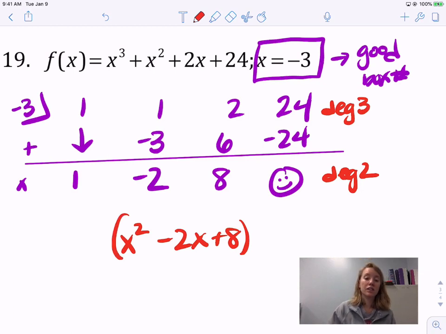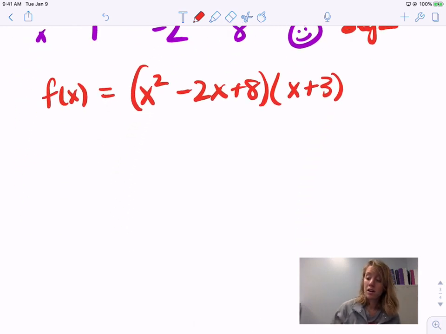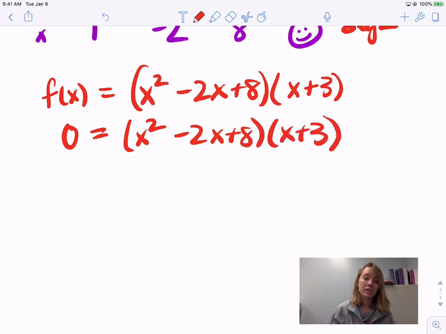But because this worked out so nicely and there was no remainder, that actually means that my original polynomial is equal to this x squared minus 2x plus 8 times x plus 3. And remember that x plus 3 is because of the box number, okay? Because when I have x plus 3, the box number is negative 3 because we set it equal to 0. So now I've got this, and the final question is you're asked to find the zeros. So I say x squared minus 2x plus 8 times x plus 3, and I set that equal to 0. Now we know that when I have something set equal to 0, I can actually set each piece equal to 0.